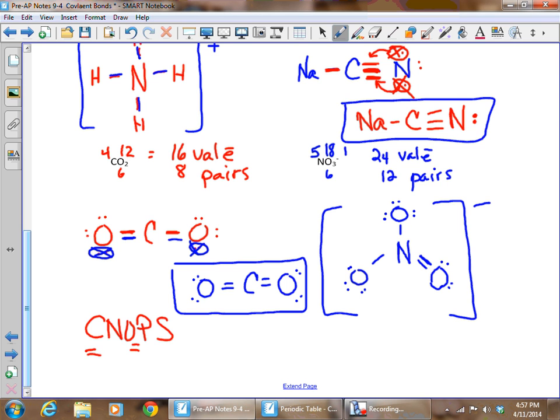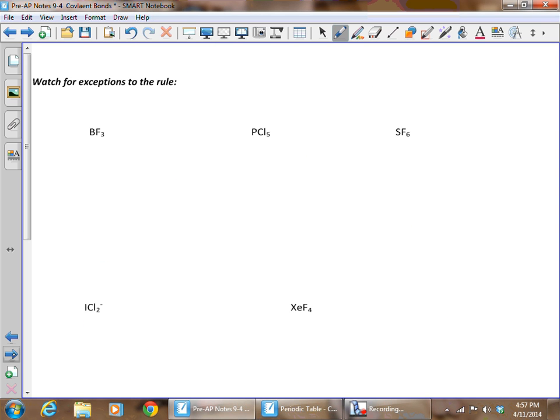The last thing that I want to talk about are exceptions to the rule. Situations where elements either don't have all of their octet or they have more. They have what we call an expanded octet. It's not anything you have to worry about figuring out or anything.